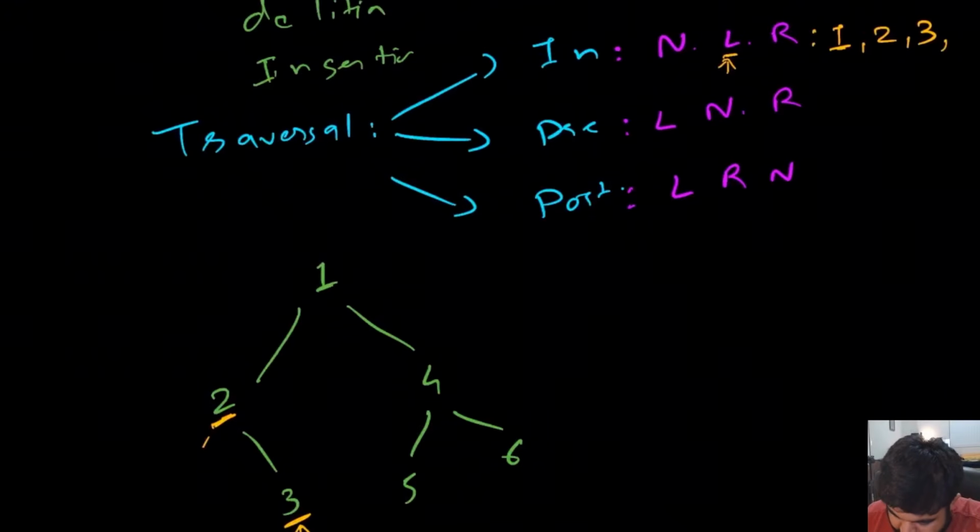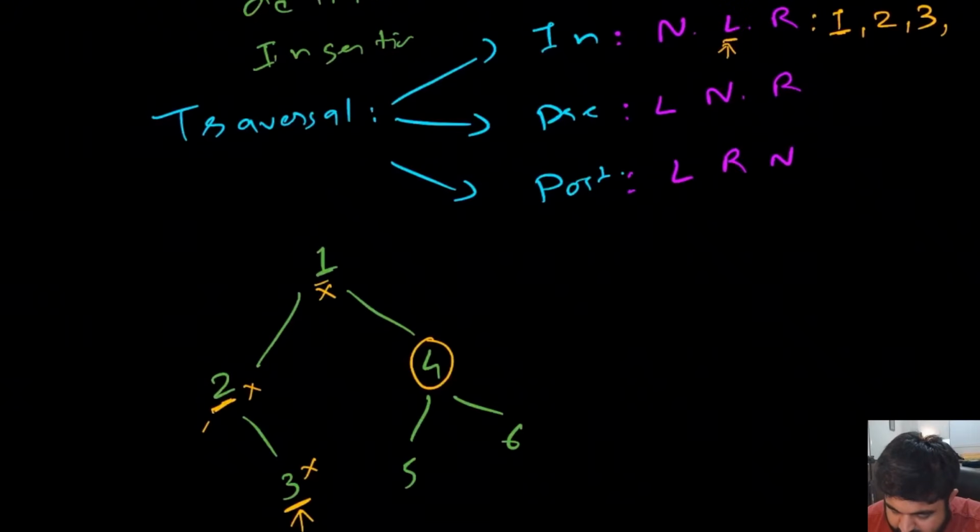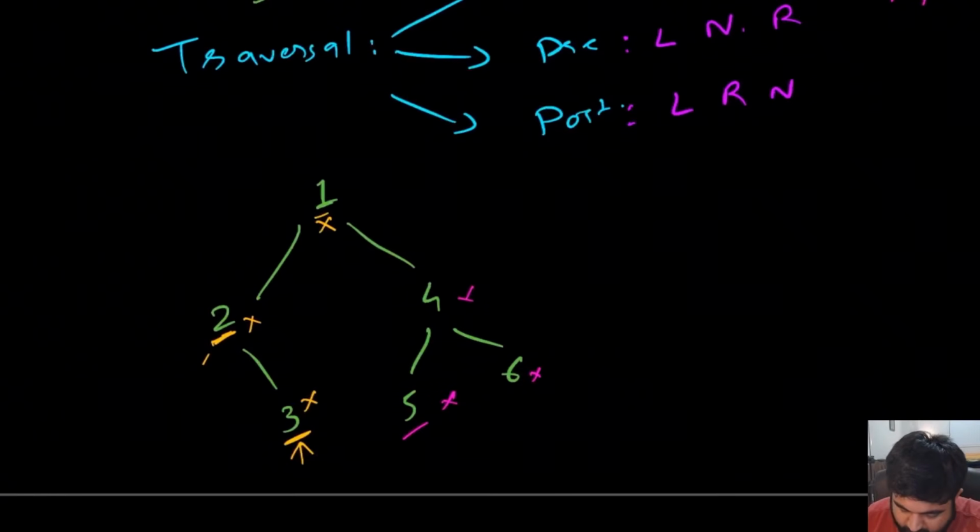In this case, we already took care of this value and this value. So now even for node number 1, we are going to go to the right subtree. But for the right subtree, again, we are going to apply the same logic of node, left and right. So once again, we are first of all going to visit node number 4. After that, we are going to visit node number 5, and then node number 6. So we took care of all the nodes. This is how the traversal works for in-order traversal.